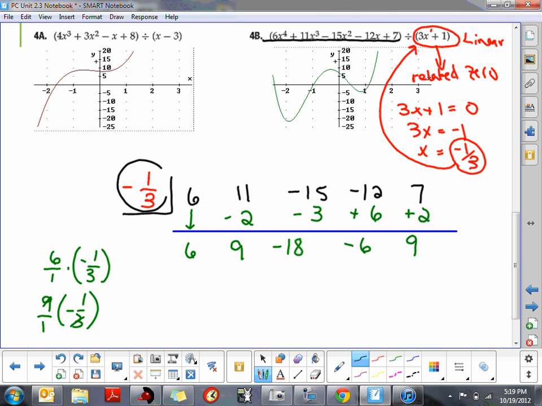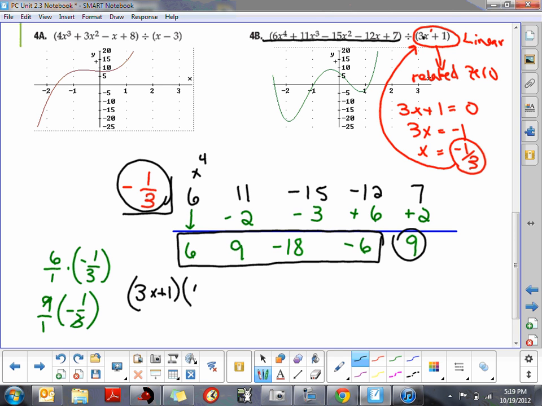So we write our related 0 back as a factor, which was 3x plus 1. So 3x plus 1 times, now this is the remainder. The rest of this represents your depressed polynomial. Depressed means it gets 1 degree lower. So this was x to the 4th.